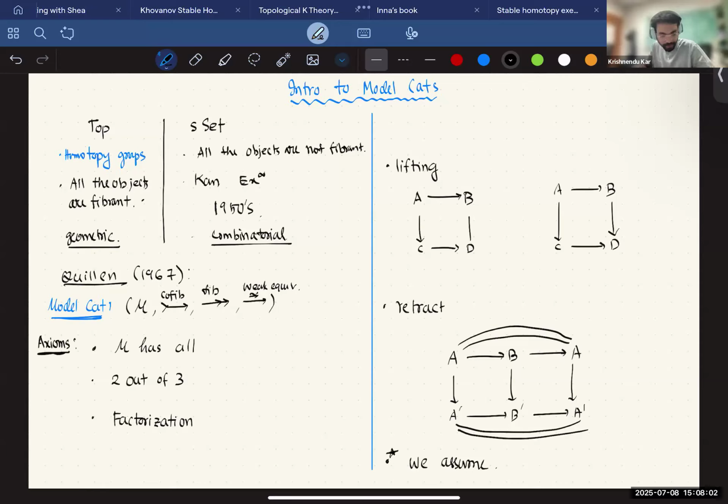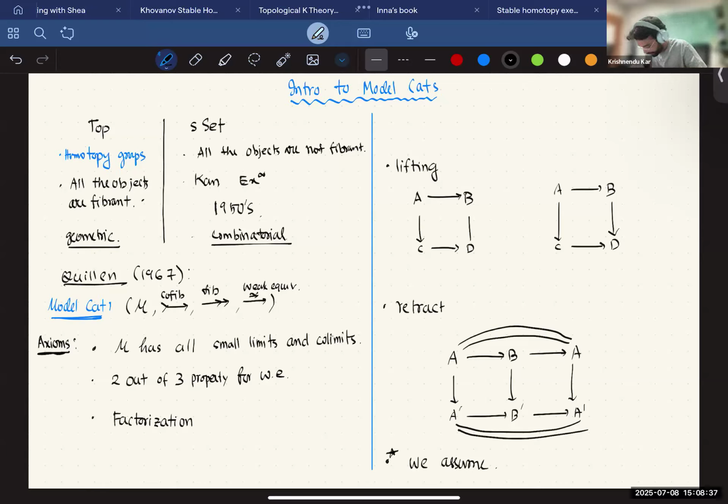Your first axiom is that the category M is complete and cocomplete. That means that it has all small limits and colimits. Okay. Your second feature is something called the 2 out of 3 property for weak equivalences.